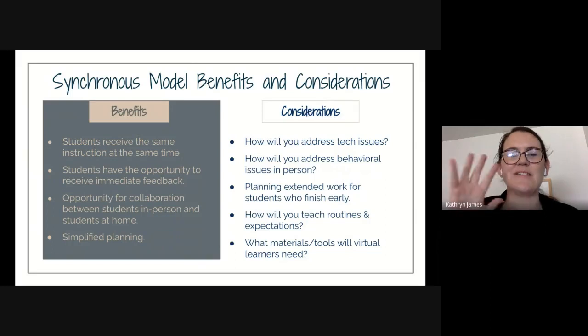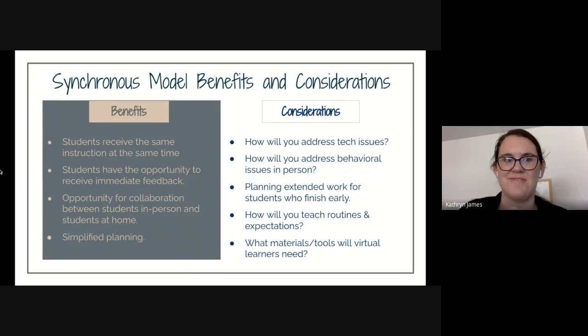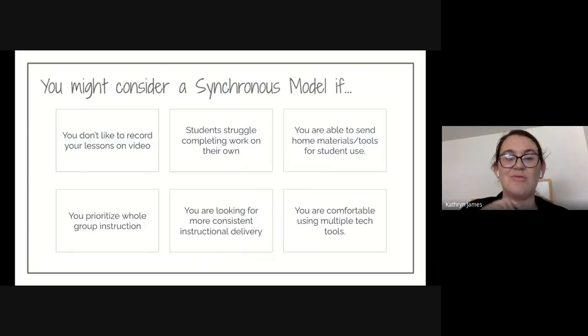All right, so this model might be for you if you do not like to record yourself on video. In this scenario, you do not have to. There's a big emphasis on live streaming.